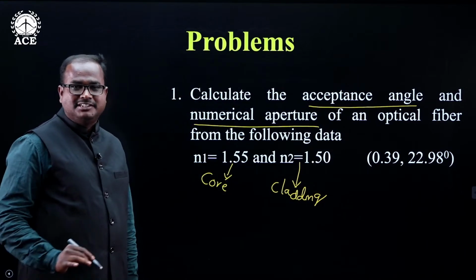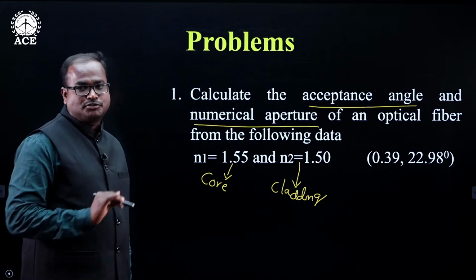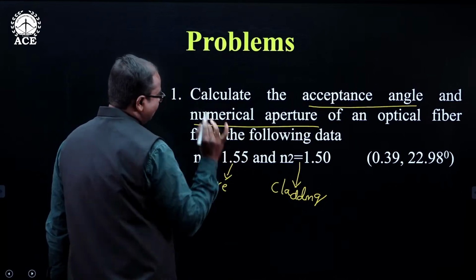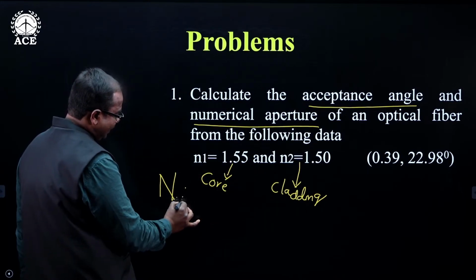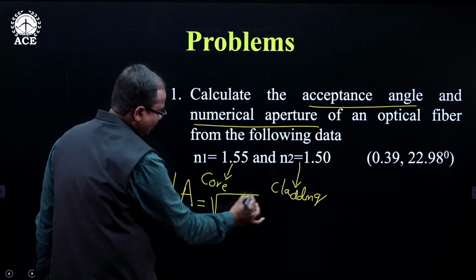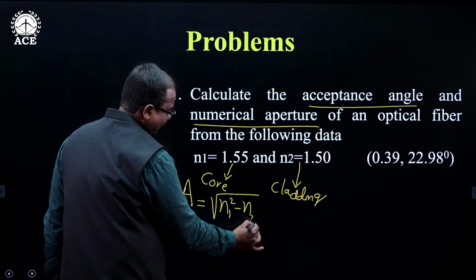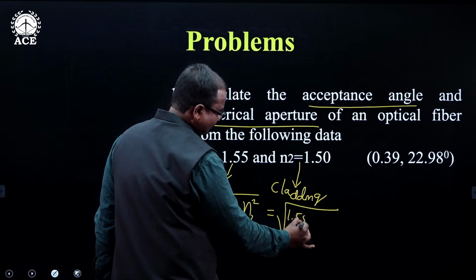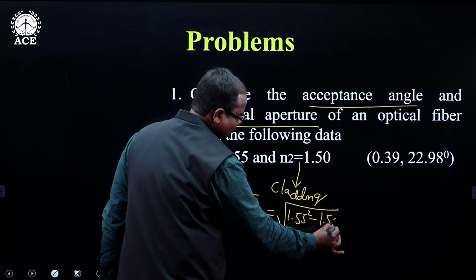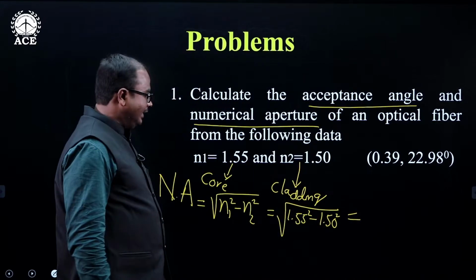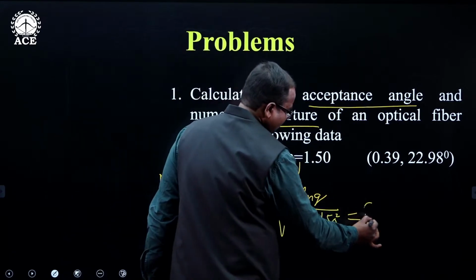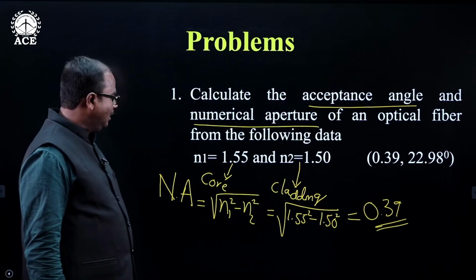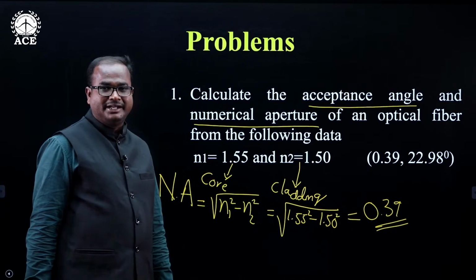Okay, so you will get some easy problems only, direct formula substitution problems. First you need to find the acceptance angle. Before that, let us find the numerical aperture first. So numerical aperture, directly when you substitute the formula, that is under root of n1 square minus n2 square, that is under root of 1.55 square minus 1.50 square. If you calculate this value, you will get the numerical aperture as 0.39. This is the numerical aperture with these two refractive indices.